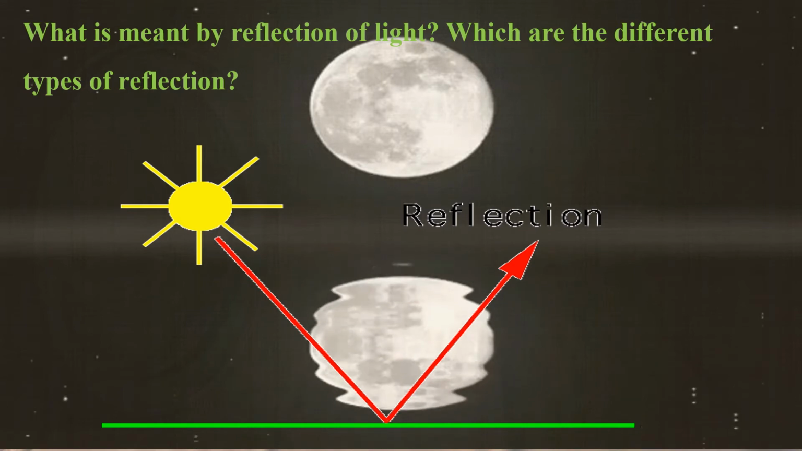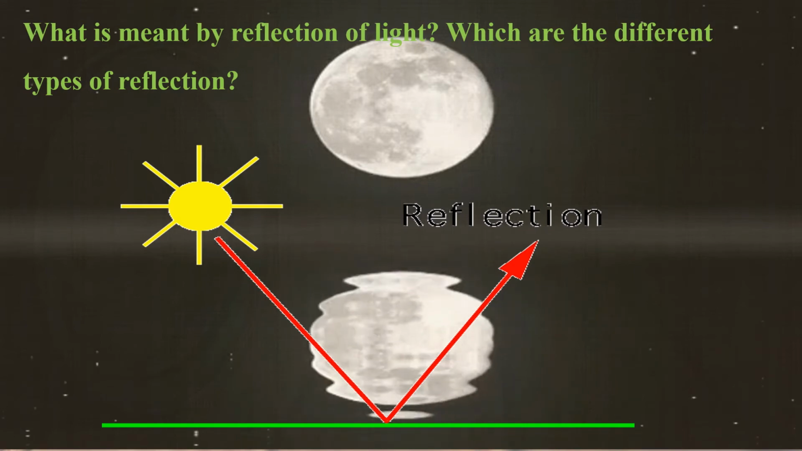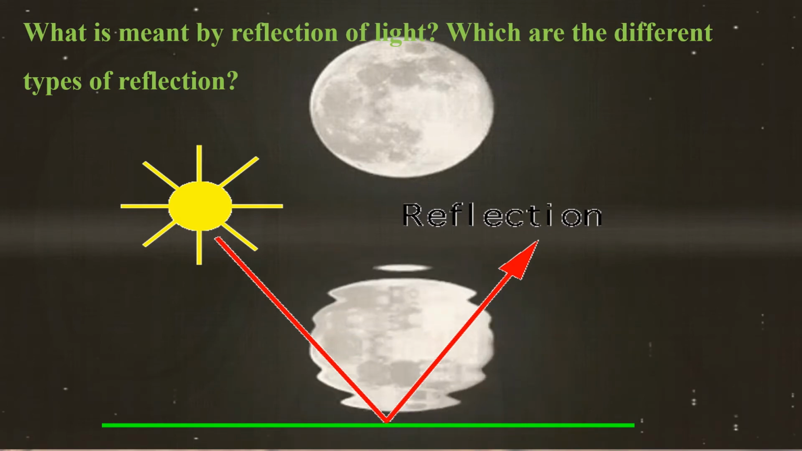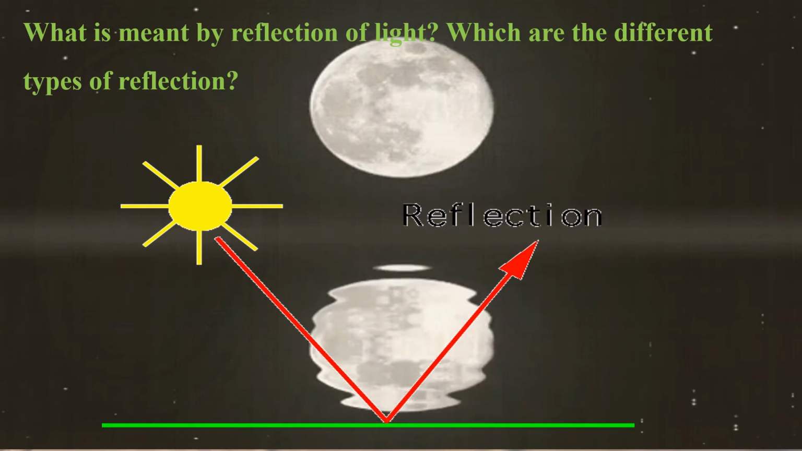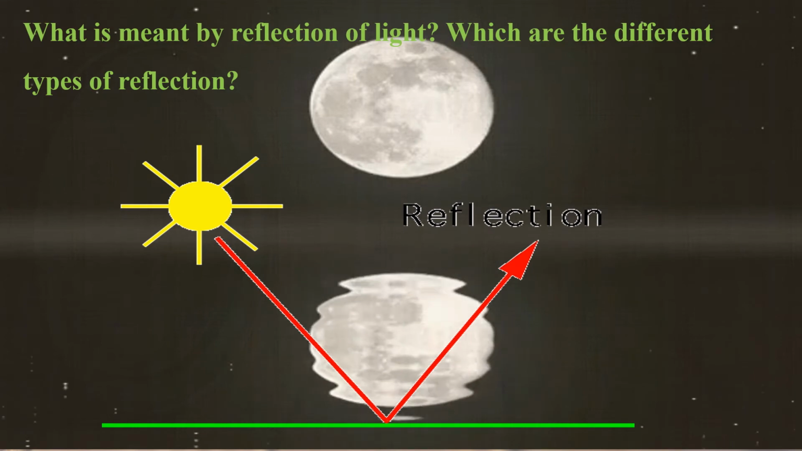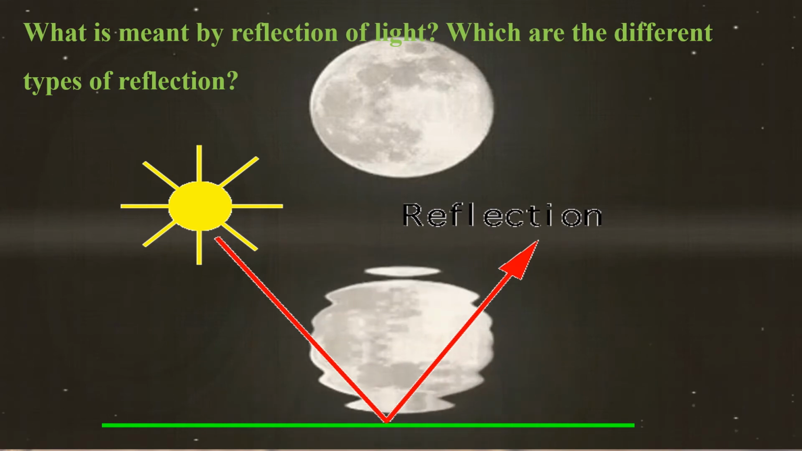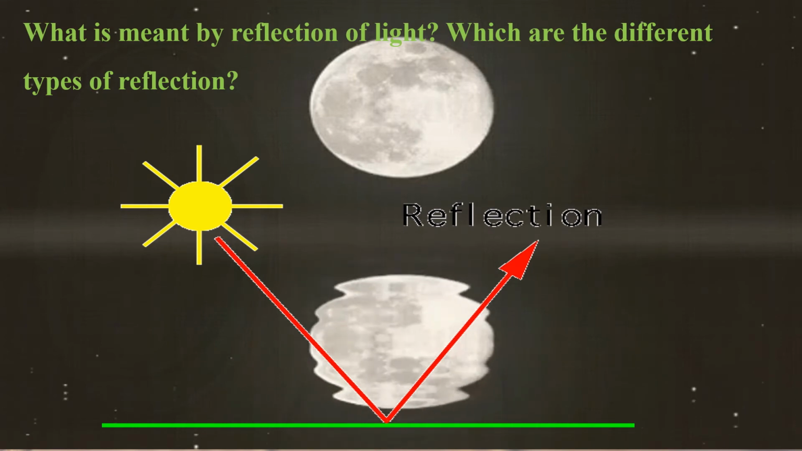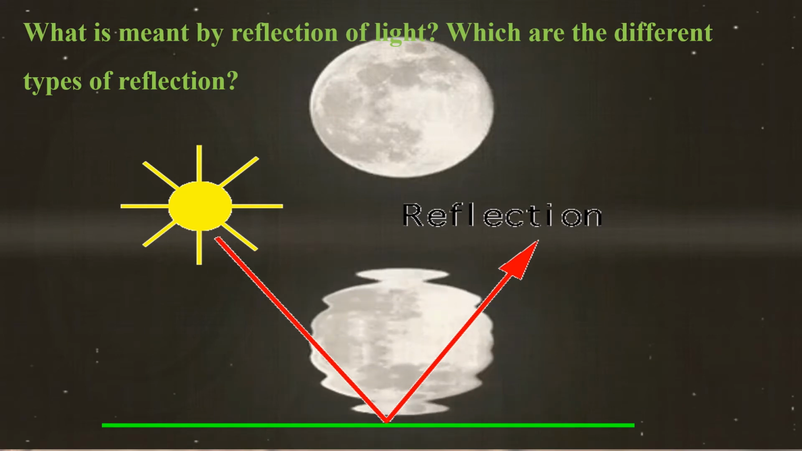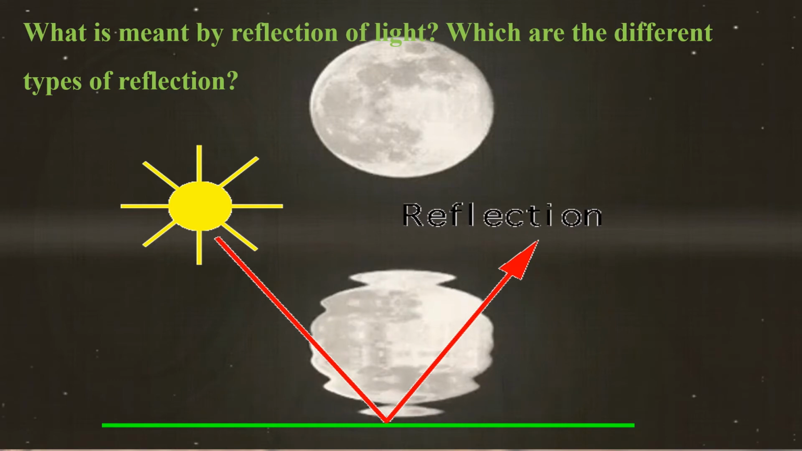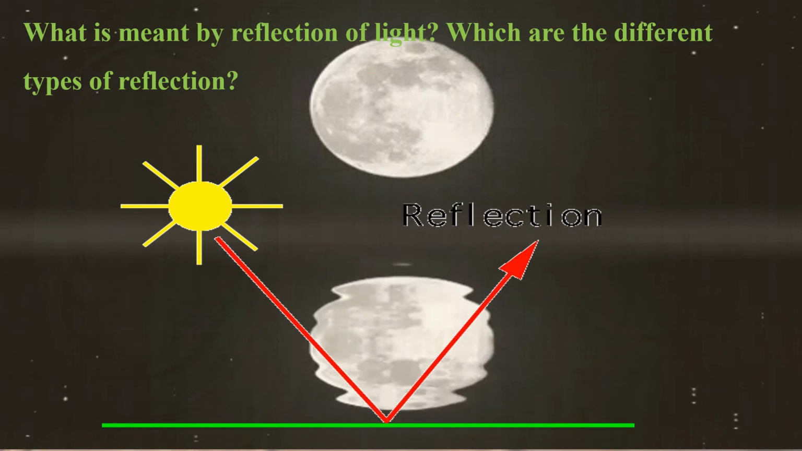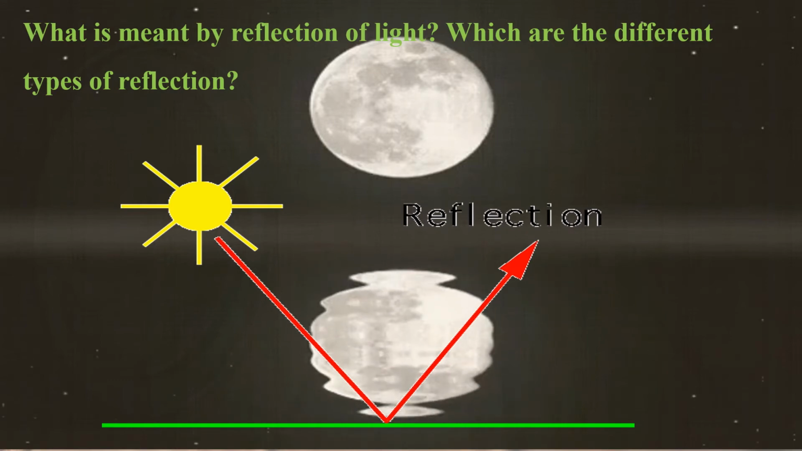In your previous standard, you have learned about diffuse reflection, and you've also seen how the clear reflection, the regular reflection, takes place, which is formed when the rays are falling onto a flat and smooth surface. Okay, in order to understand more about it, let's continue ahead and see how exactly that happens.